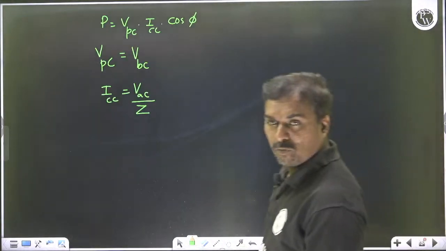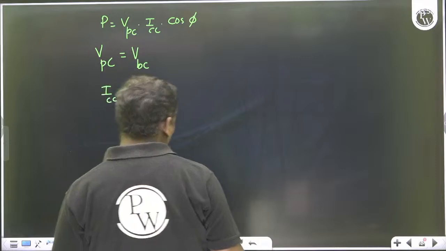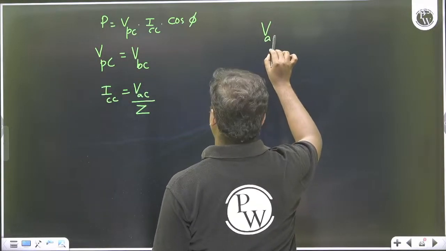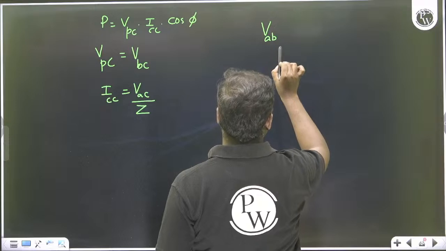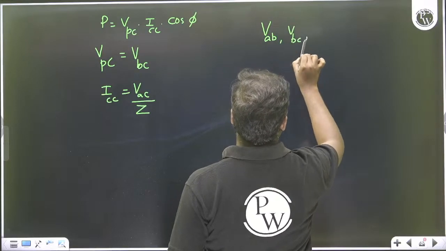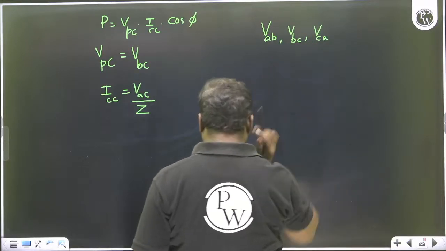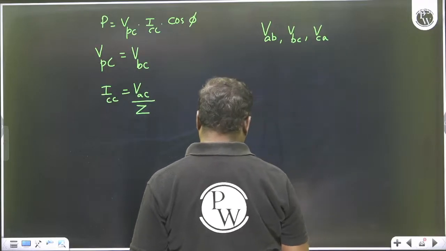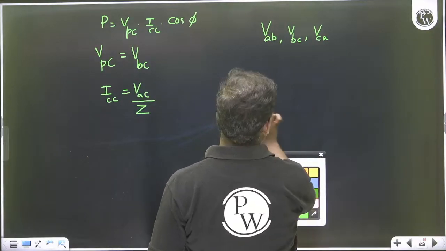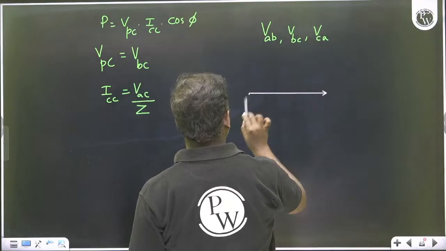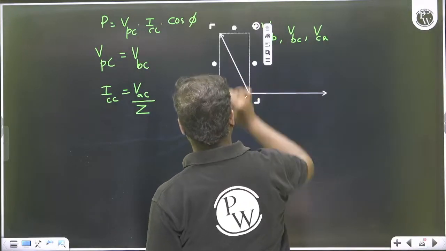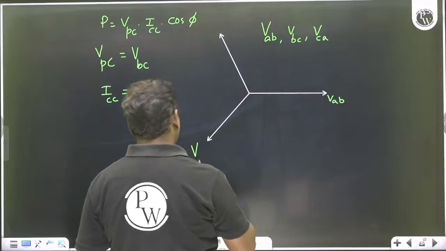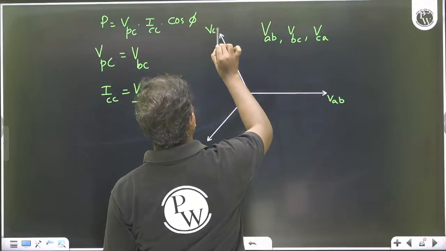Okay. So here let us take the reference voltages as 400 volts, VAB, VBC, VCA. So this is VAB, the reference I will take. So this is VAB, this is VBC, and this is VCA.